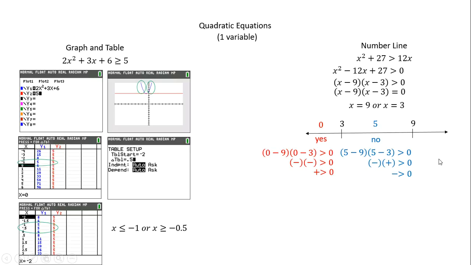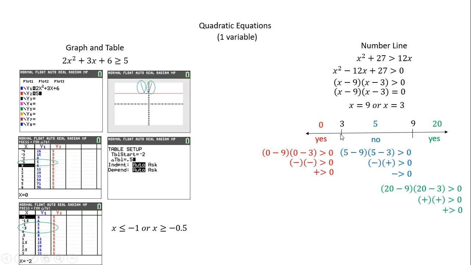And then I can pick a number on the other side of 9. I can pick 20. It doesn't have to be close. People always want to try and pick like the closest number they can get. Pick a big number. Is 20 minus 9 positive or negative? Is 20 minus 3 positive or negative? They're both positive. When you multiply two positive numbers, you get another positive number, which is bigger than 0, and so it works there as well. So most of these are going to work either in the middle or on either end. If you get something like this where you get like 2 no's in a row or 2 yeses in a row, it might be time to check your work a little bit.